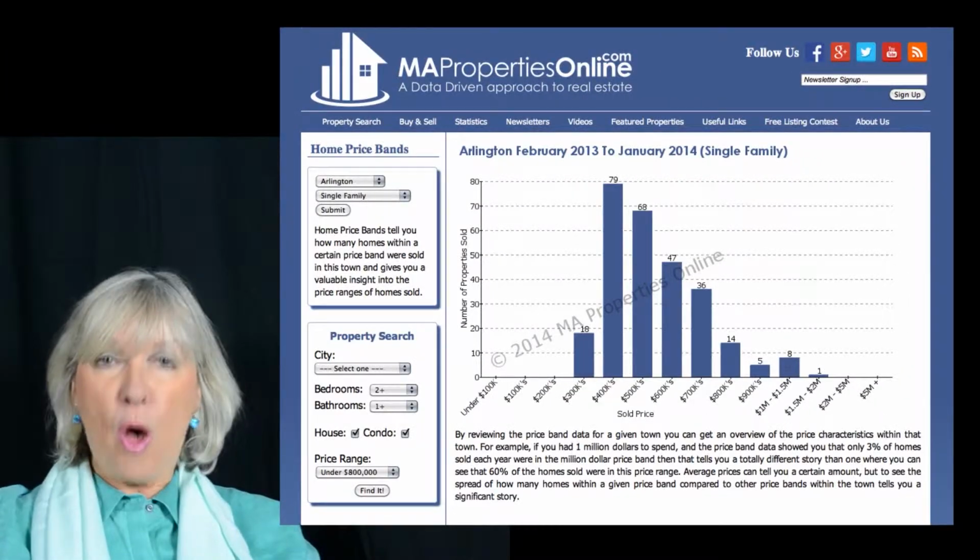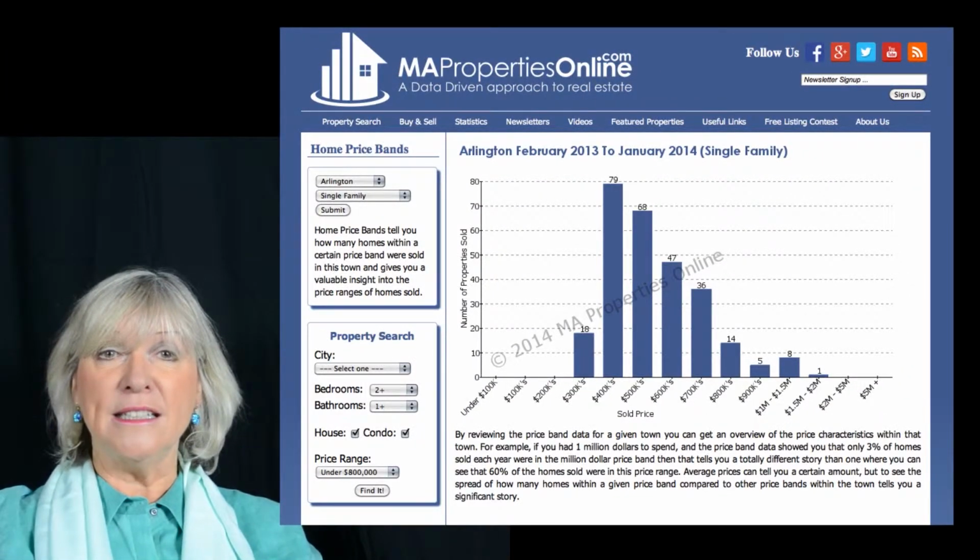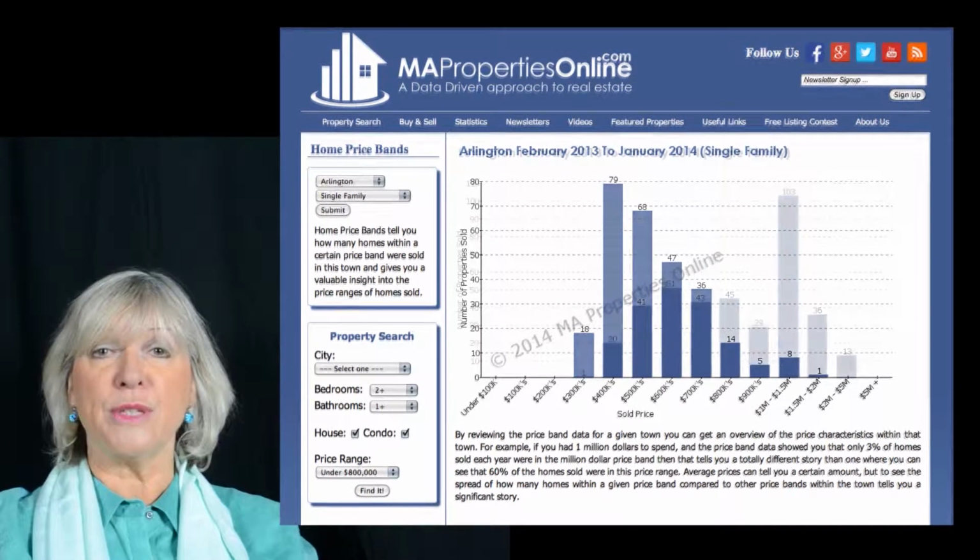If you're moving from out of the area and have no idea what town could possibly work for you, then you should review the home price bands data. The home price band data is the sales distribution over the last 12 months. For instance, if you review the home price band data for Arlington, you can see that the majority of homes are sold in the $400,000 and $500,000 price ranges.